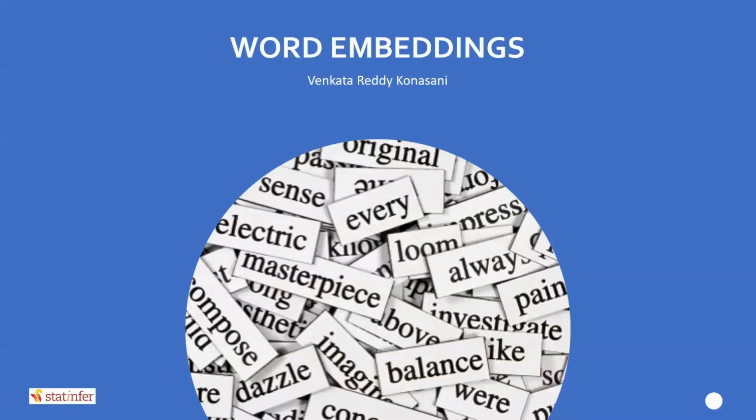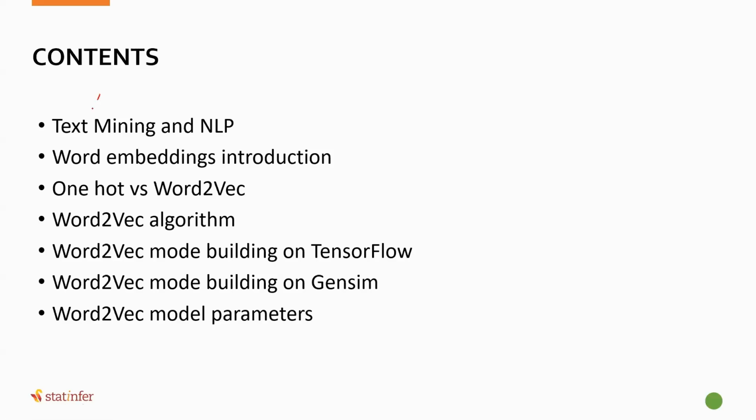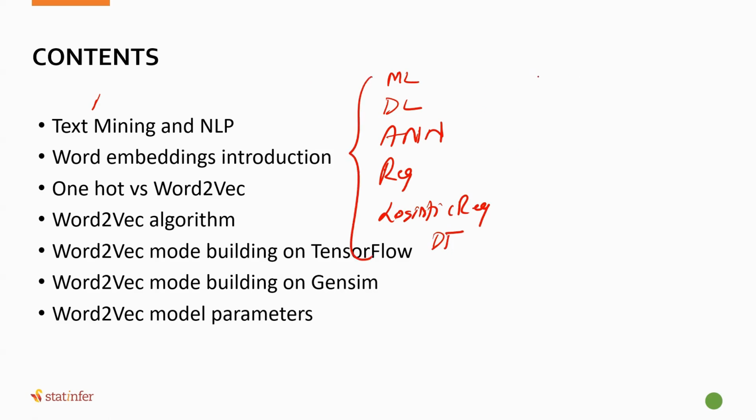Word embeddings is one of the most important topics. Usually what happens is, all the machine learning algorithms, be it machine learning, be it deep learning, be it ANN, or any other algorithm, let's say regression or logistic regression or decision trees or random forest or boosting, any of the machine learning or deep learning algorithms, they work only on numerical data, only on numbers.